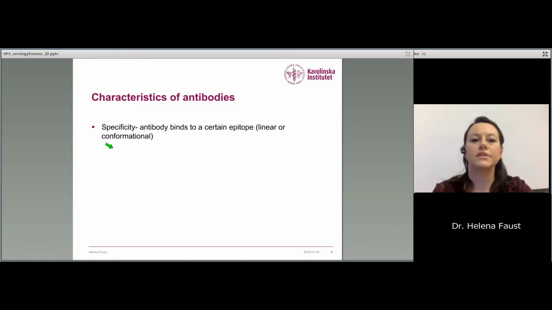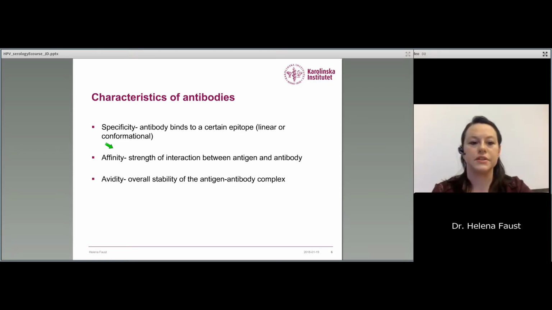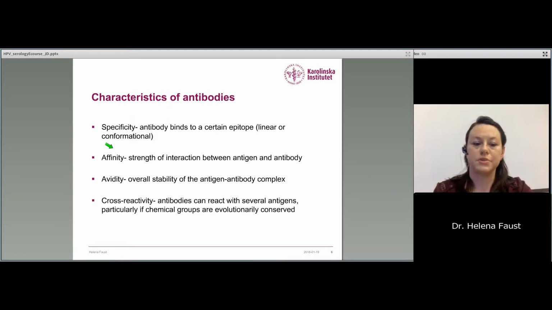There are characteristics of antibodies, how antibodies are described. For example, specificity, that is, that the antibody binds to a certain epitope, for example, linear or conformational. Affinity means the strength of interaction between antigen and antibody. Avidity shows the overall stability of the antigen and antibody complex. And cross-reactivity shows that an antibody can react with several antigens, particularly if chemical groups are evolutionarily conserved, meaning, for example, in the case of HPV, very close relatives, like HPV 6 and 11.